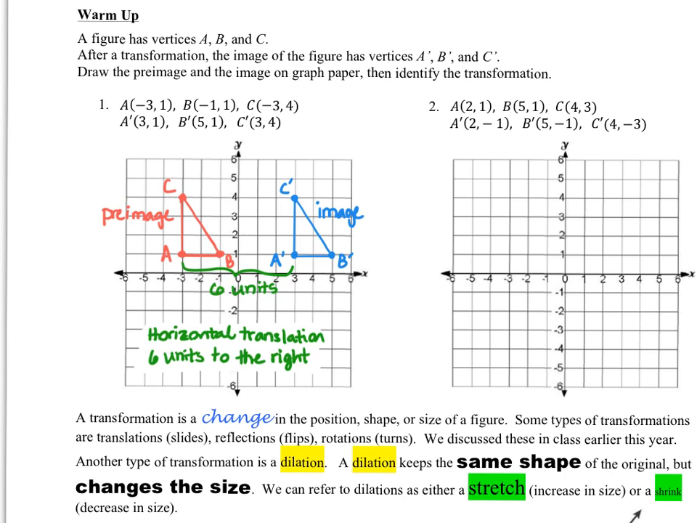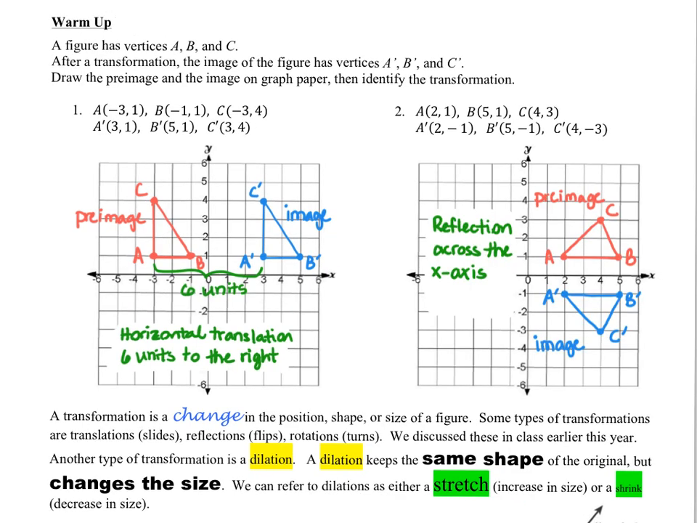You can see on question 1, we've graphed and labeled the pre-image and the image. We see from the corresponding points A and A prime that the image is a translated version of the pre-image, 6 units to the right. That is a horizontal translation. Let's move on to number 2 now.